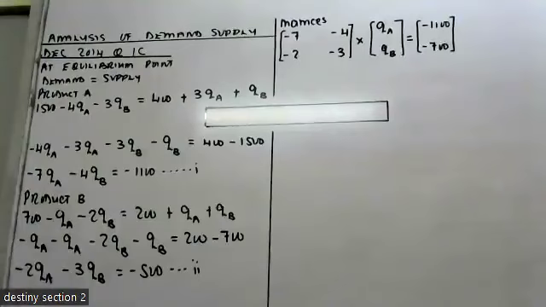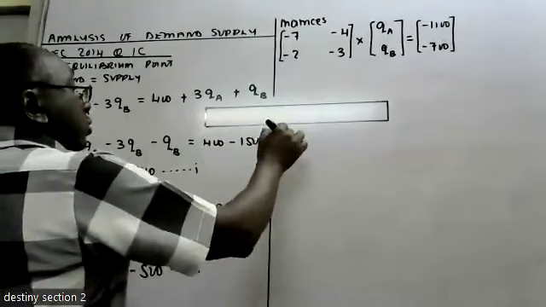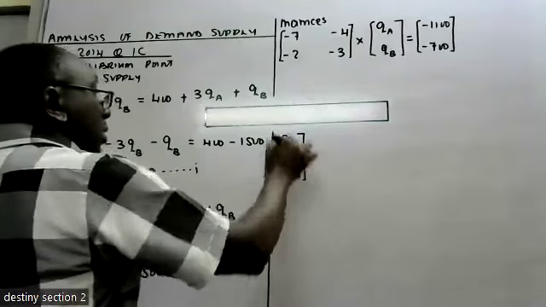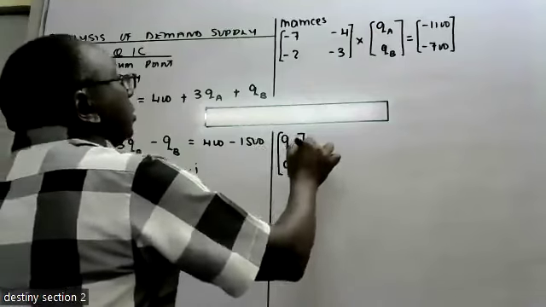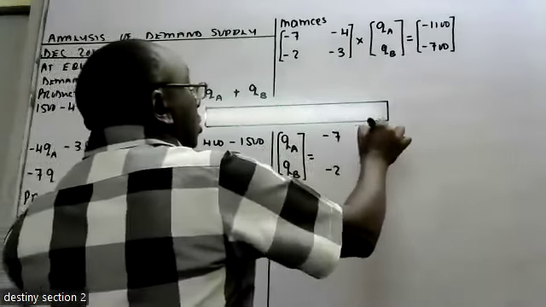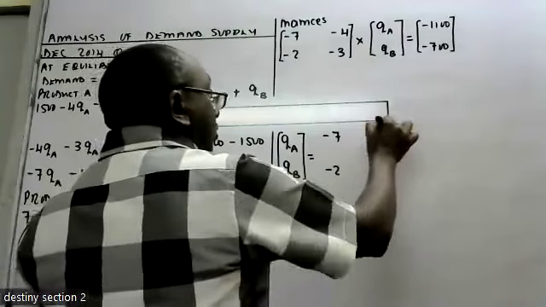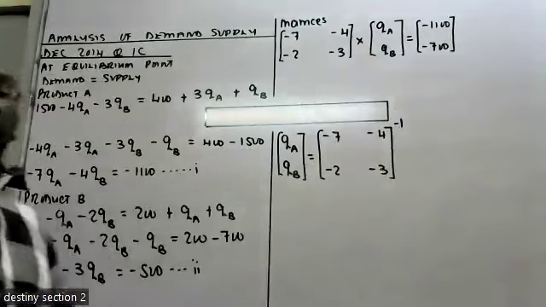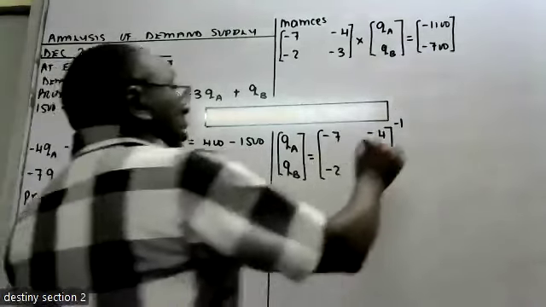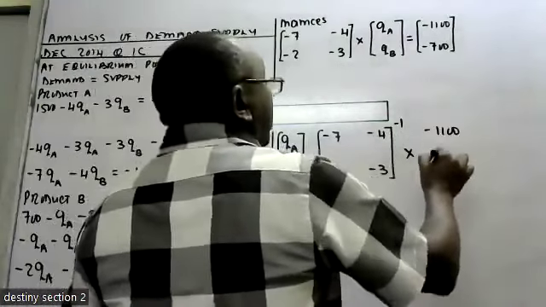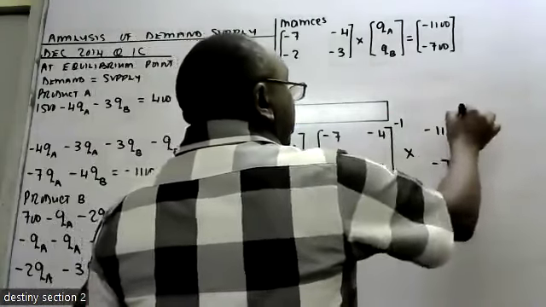So if that is clear, then on solving, we say QA and QB equals, you now take this minus 7, minus 2, minus 4, minus 3, raised to the power minus 1, multiplied by minus 1100, minus 700.